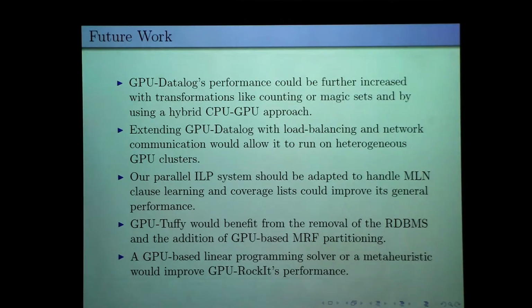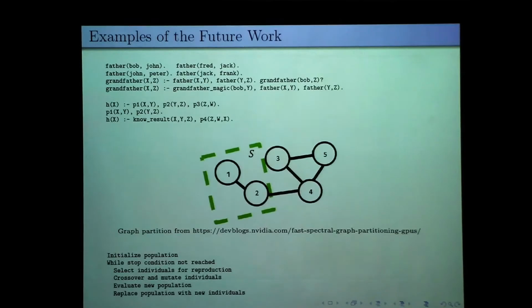Well, there's future work in several directions. For example, for GPU Datalog, its performance could be increased with transformations to the first order logic rules like counting or magic sets. I'm going to show you an example. Or by using a hybrid CPU-GPU approach where the idea is to have rules being processed both by the CPU and the GPU at the same time.